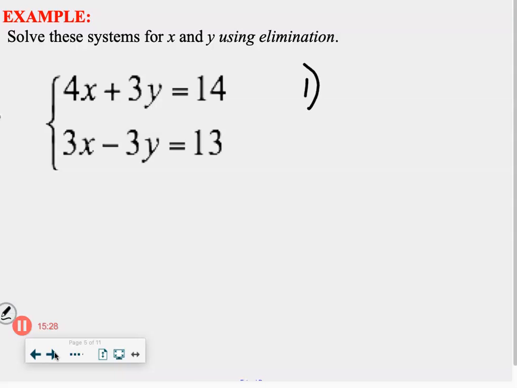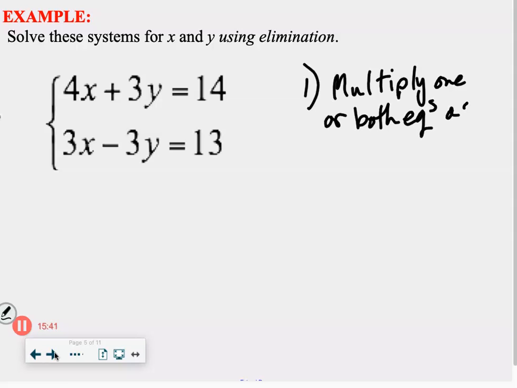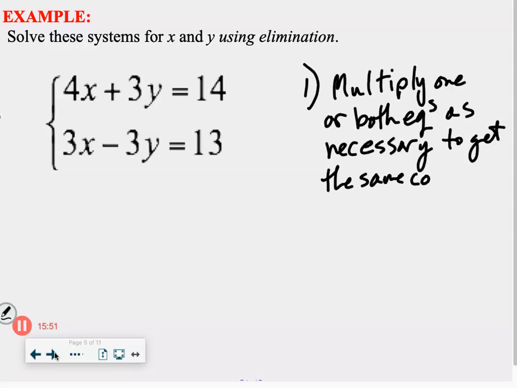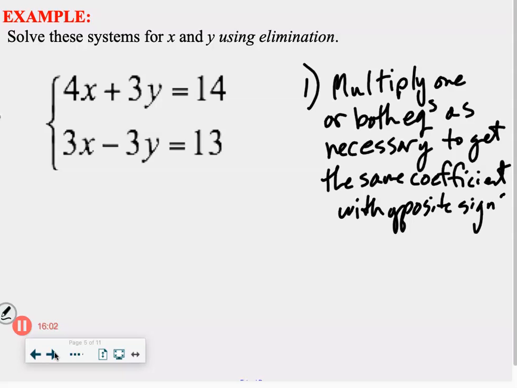So we're looking for step 1: multiply one or both equations as necessary to get the same coefficient with opposite signs. Is this 2.2? No, so I think we're still in 2.1.